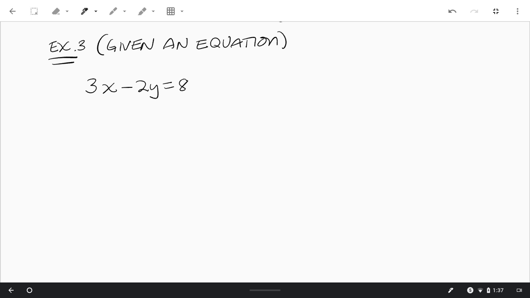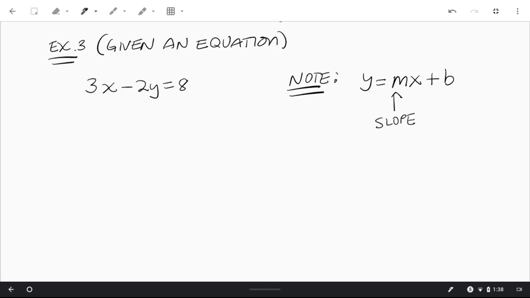So let's put a little note here on the side. What happens is when you rewrite a linear equation like this so that you have y by itself, and you have the x term on the other side along with the constant, then when it's written in this form where the y is by itself, this m, this value next to the x, is your slope.